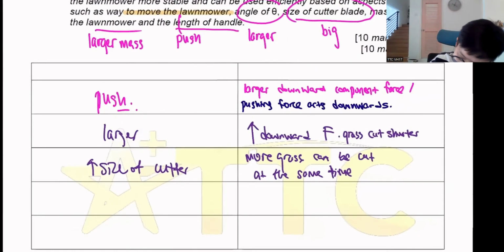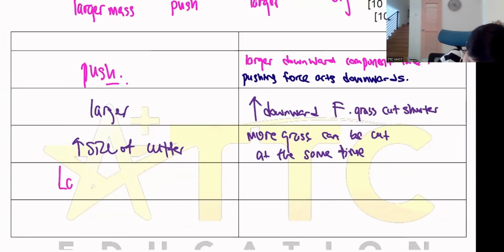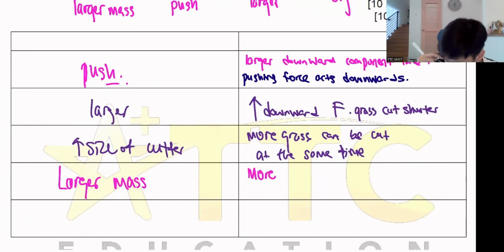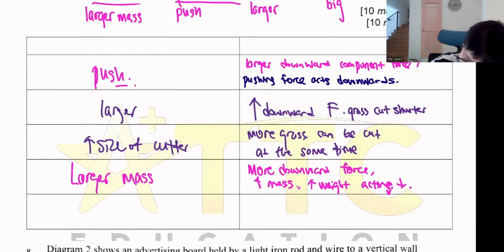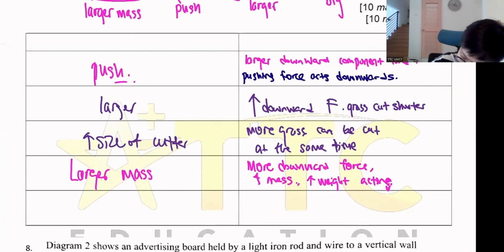Next, why larger mass? Your answer is the same. Larger mass is because you can have more downward force again. Because you can say larger mass, so there's a larger weight acting downwards.